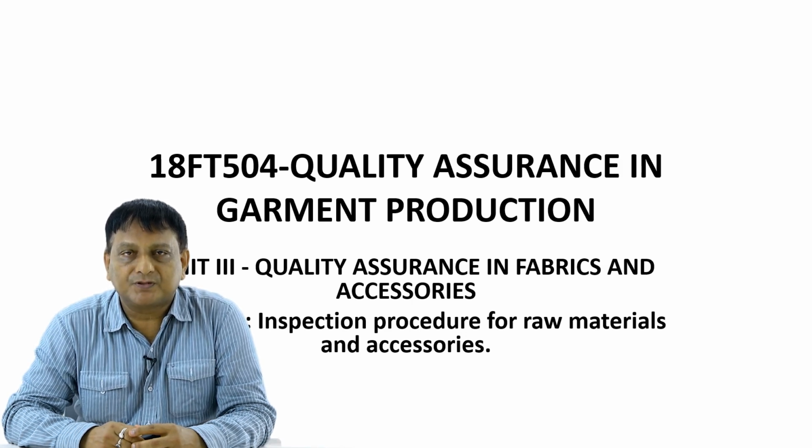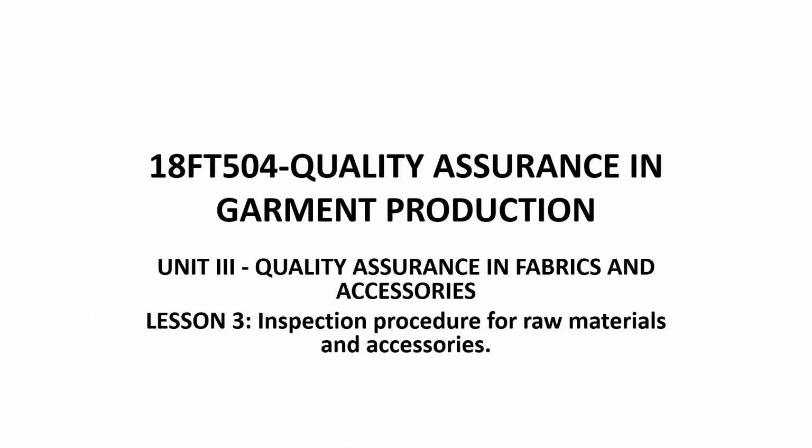We have seen different kinds of defects in the fabric and how they have been classified. Also, in the first lesson we have seen how the specification sheet plays an important role in communication. So illustration rather than words, that was the key of that particular lesson. Now today in lesson 3 we will talk about inspection procedure for raw materials and accessories.